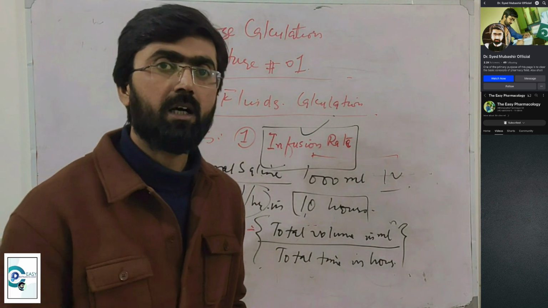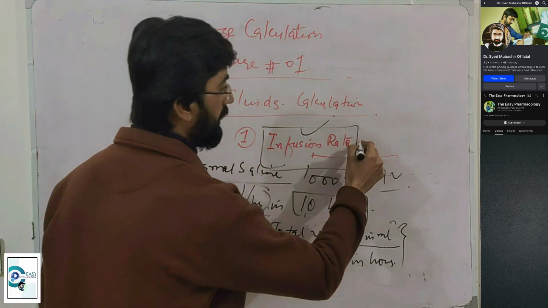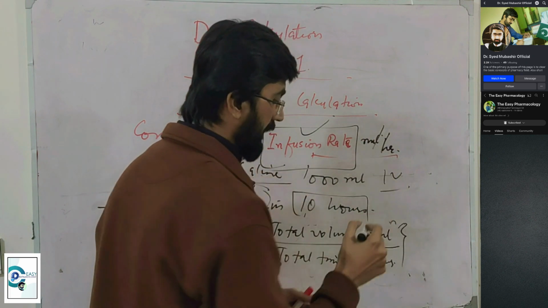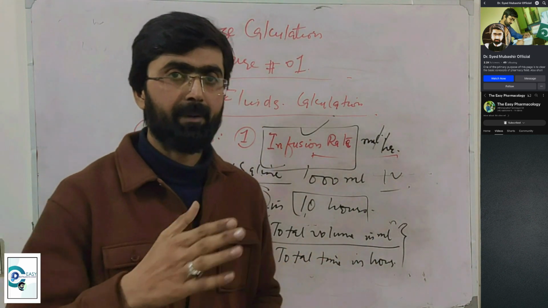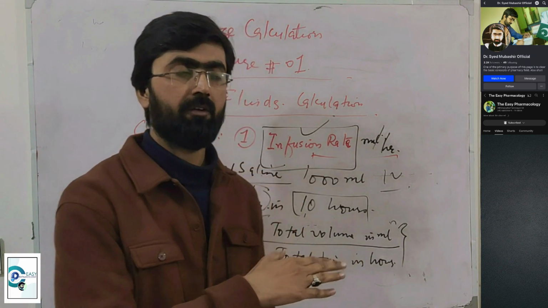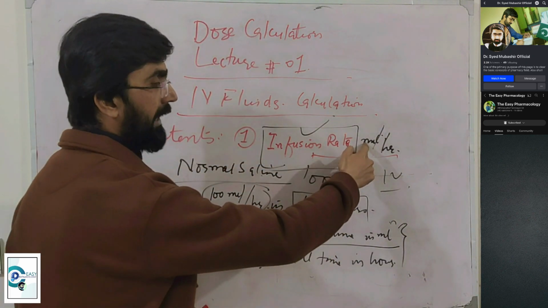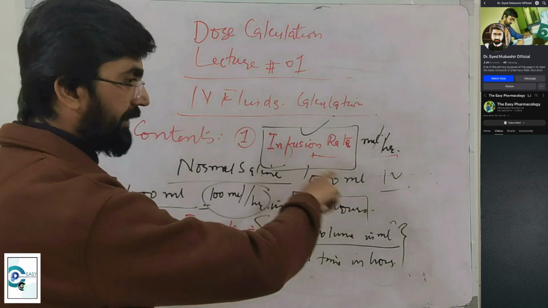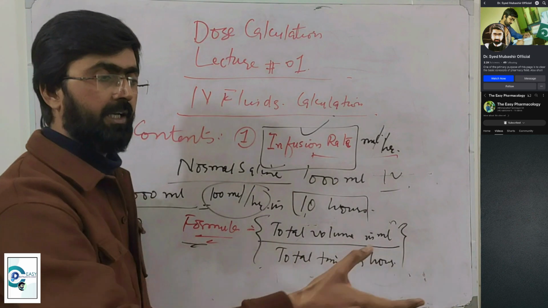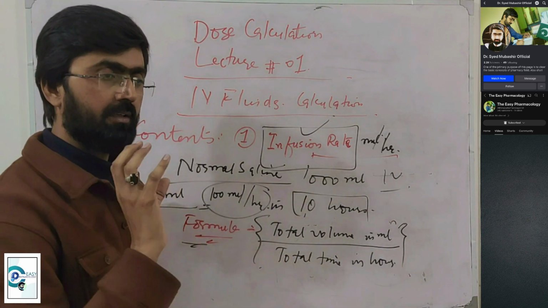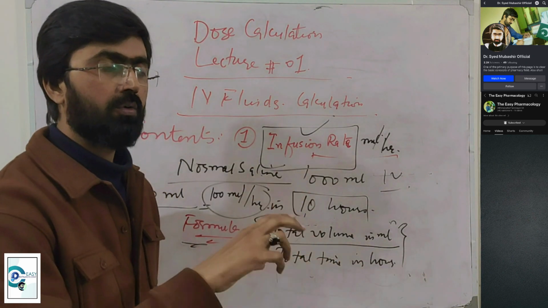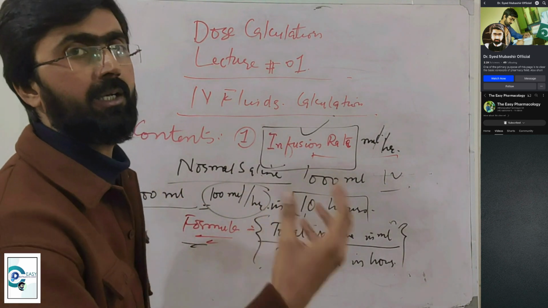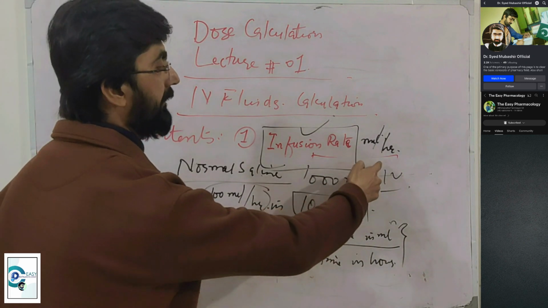The unit of infusion rate is ml per hour. Or if I ask, what is infusion rate? Ml per hour is infusion rate. So whatever the prescription says, if you are given the question, now calculate the infusion rate, you should know what is meant by infusion rate. Infusion rate means ml per hour.